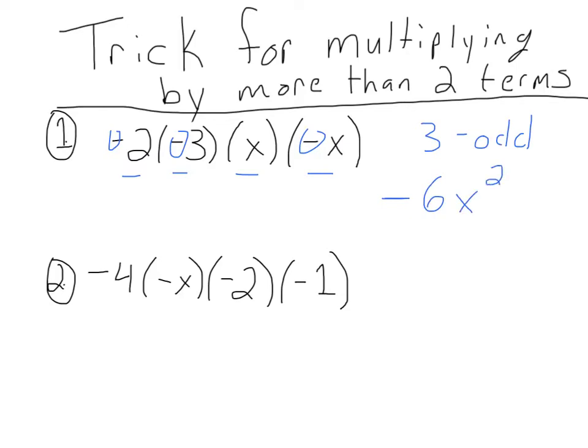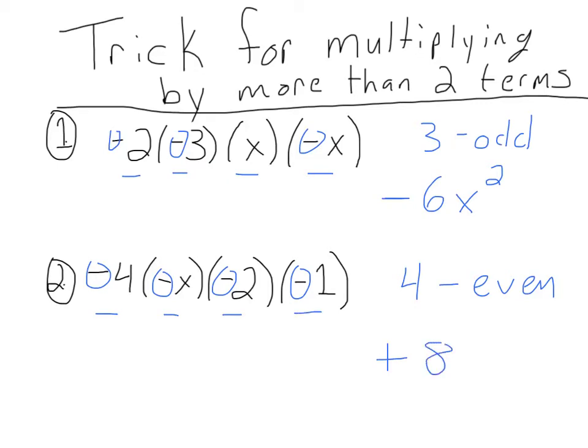In our bottom example, we have 1, 2, 3, 4 negatives. Since we have 4 negatives and 4 is an even number, we know that our answer will be positive. Just to double check, we have a negative times a negative is a positive, times a negative is a negative, times another negative is a positive. So our answer will be positive.